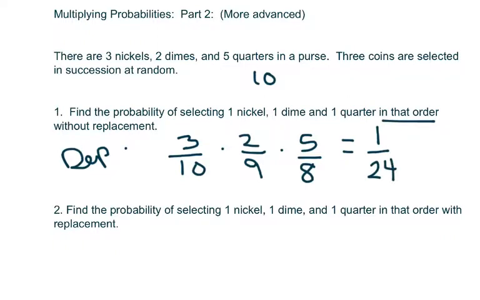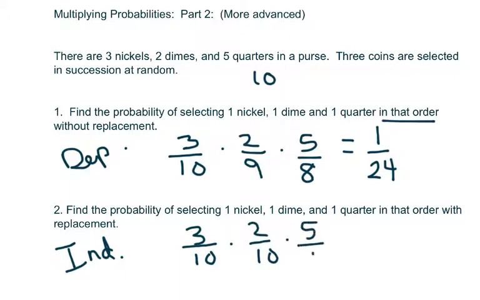Now, the next one is, we're doing the same thing, but it's with replacement. So this is just the same problem, but this is independent. So my denominators stay the same. And in this case, with replacement, we get 3 over 100. You can get the approximate value with the calculator.